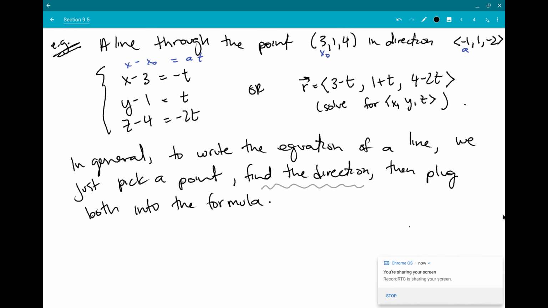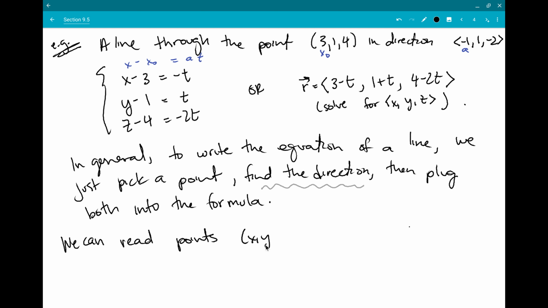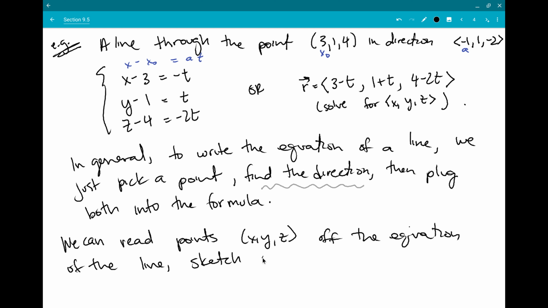Right, so now that we've got the basics of a line down, we can think about what the equation of the line is telling us. So we can read points x, y, z off the equation of the line, sketch it in 3D, etc.